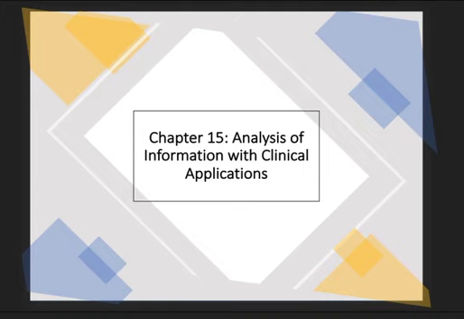All right. So today we're going to go over chapter 15. We're going to jump from the beginning of your book back to the very last chapter. Technically, this is the analysis of information with clinical applications, right? So we're going to talk a little bit about the final part of our patient medical dental history questionnaire, but we are also going to talk a lot about HIPAA compliance, right, and maintaining that patient confidentiality that is so important in healthcare settings.